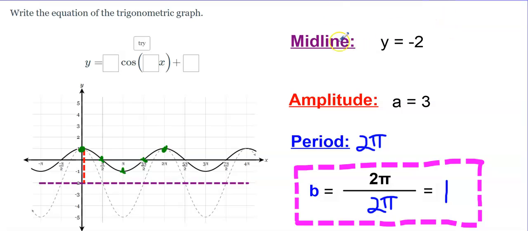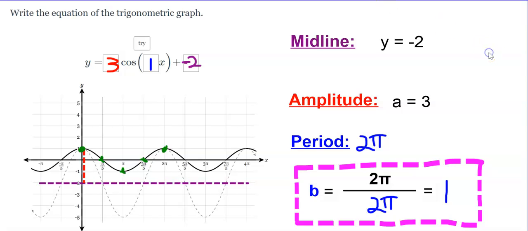So we have all our pieces, and now we can go ahead and fill it into our formula. So amplitude we said is 3, so that goes right here. Our midline is -2, so that goes here. Again, it is -2, so make sure you put that negative clearly. And because our period is 1, we just have to put a 1 here.